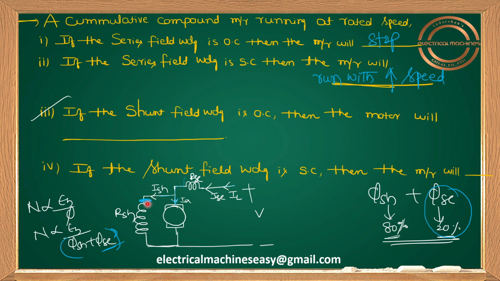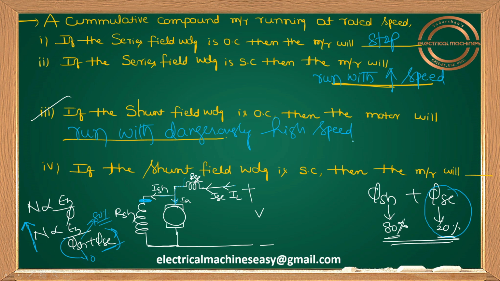So here if the shunt field is open circuited, guys, I_SH becomes 0. Whenever I_SH becomes 0, what will happen to the phi_SH value? Your phi_SH becomes 0. That means 80% of the flux is becoming 0. 80% of flux becoming zero means a very large amount of flux is reducing, so the speed is very large. To be frank, it will run with dangerously high speed. So I can write that the motor will run with dangerously high speed. Okay, right.